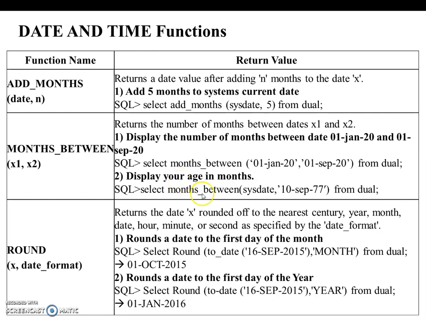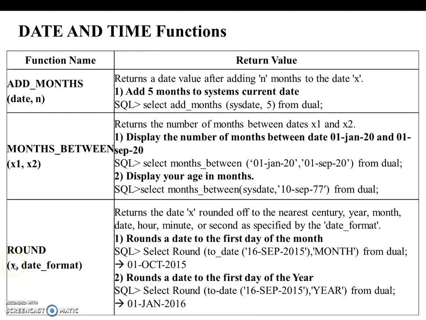Next, you can find out your age by using this months between function also. And the syntax is select months between sysdate comma your date of birth. It will give you how many months there are between today's system date and your date of birth. So here your age will be written in terms of months.